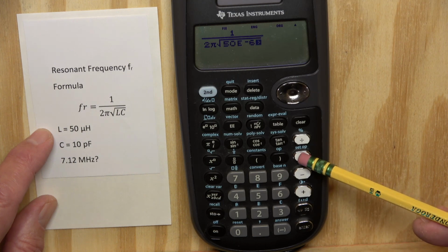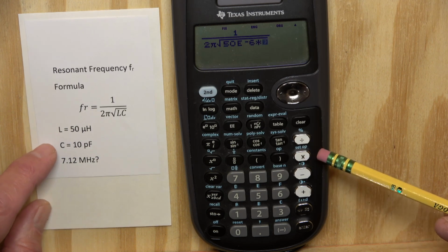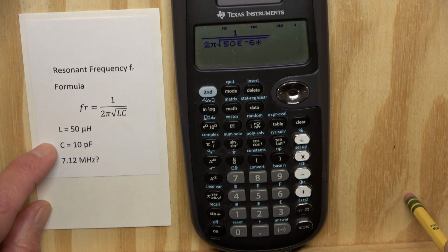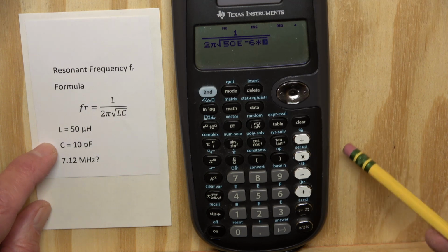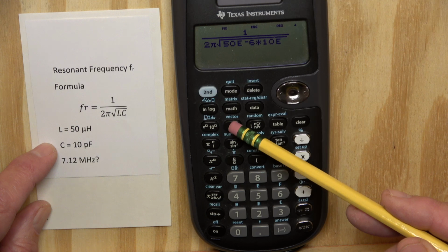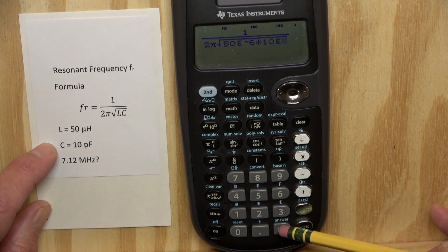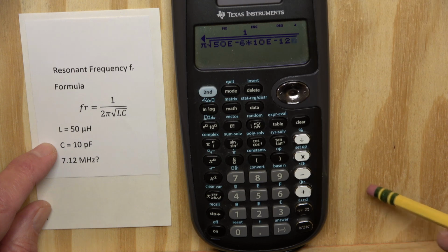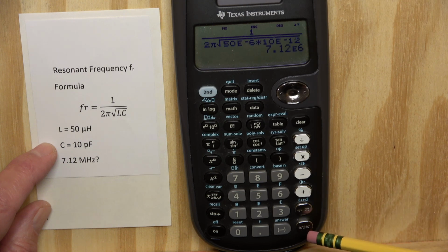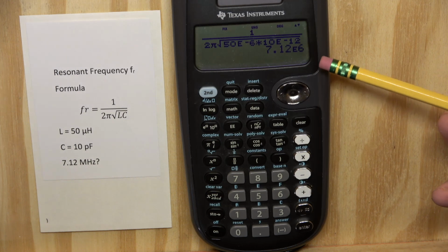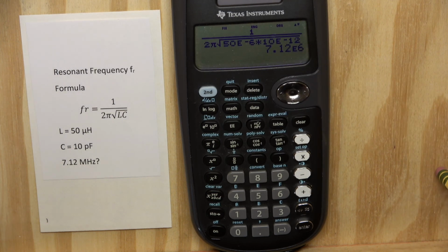And now we have to put in the capacitance, times 10 picofarads. And pico is times 10 to the minus 12th. So times 10, EE, negation key, 12, and then if we're lucky, it'll come out to 7.12 megahertz. 7.12 times 10 to the 6th is 7.12 megahertz.